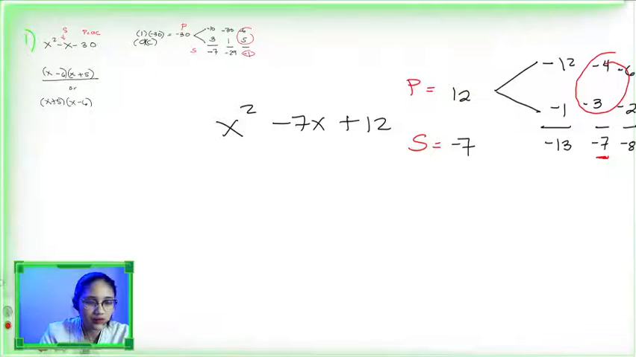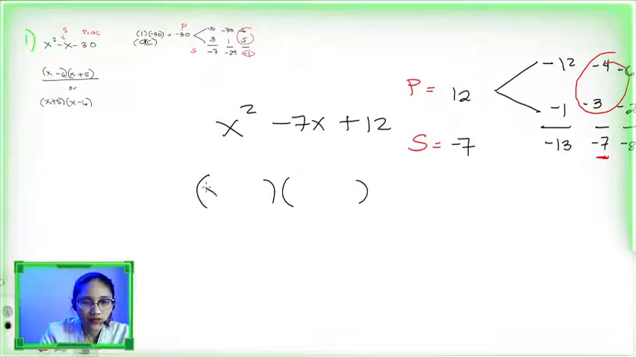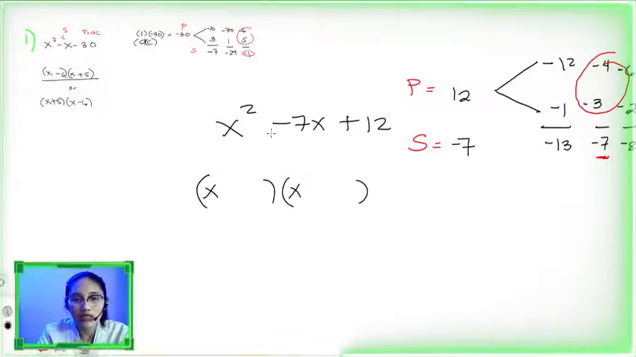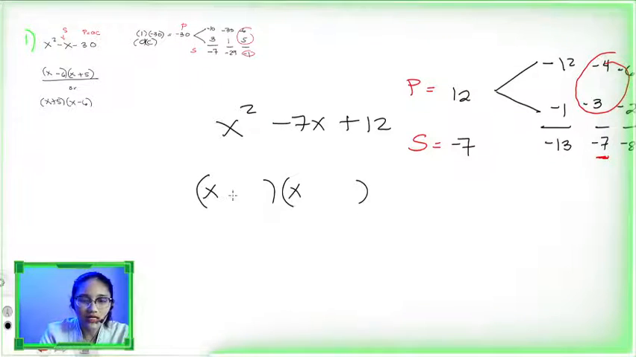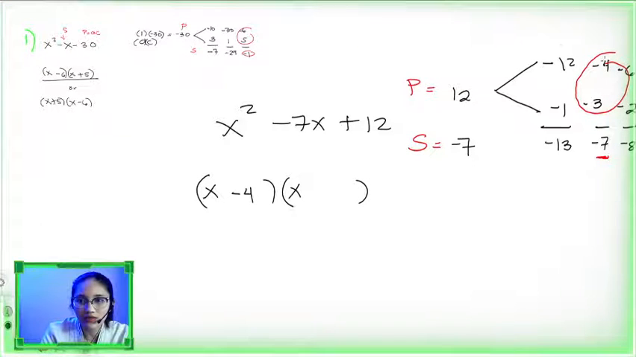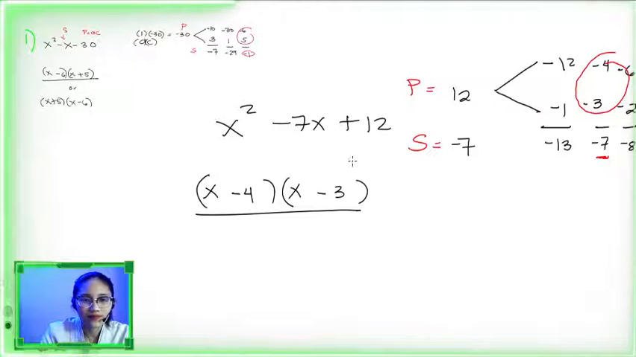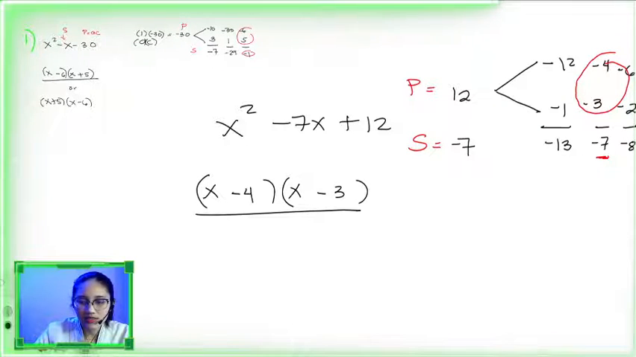So, now we can write the final answer. Maglalagay lang tayo ng two pairs of parentheses. So, x pa rin ang variable. Pag y ang variable, depende po kung anong ginagamit na variable. Since x ang ginamit, we simply write x minus 4, kasi yun yung isa nating factor, and then x minus 3. So, this is now the factor of the given trinomial. Okay? Next example.